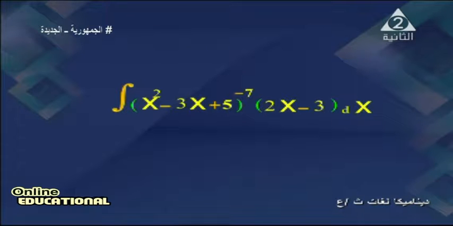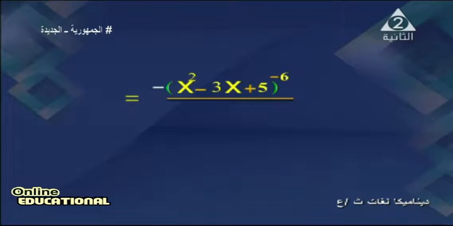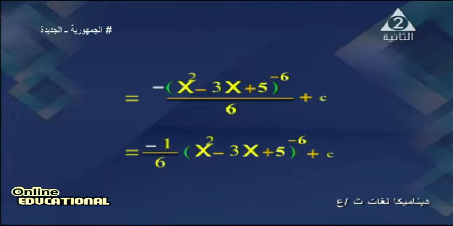Then we can add 1 to the power. (x^2 - 3x + 5) to the power negative 7 + 1 equals negative 6, over the new power negative 6, plus the constant c. And we can write negative (x^2 - 3x + 5) to the power negative 6 over 6 plus the constant c, which equals negative 1 over 6 times (x^2 - 3x + 5) to the power negative 6 plus the constant c.